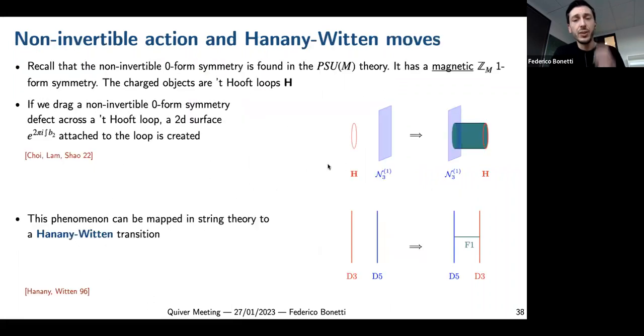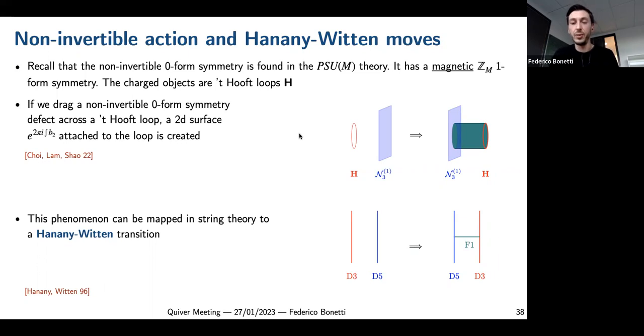And finally, the other interesting point, a link between the brane dynamics and what happens in the field theory, has to do with how the non-invertible symmetry defect acts on some operators in the theory. In particular, one can demonstrate in the field theory that if you take a 't Hooft loop in the PSU theory and a non-invertible symmetry defect, now the defect is topological, you can move it past the 't Hooft loop. What happens is that a surface is generated that connects the two. This is essentially necessary for gauge invariance.